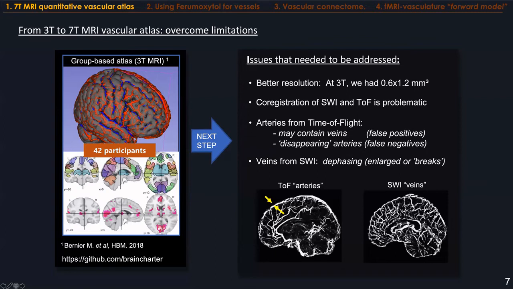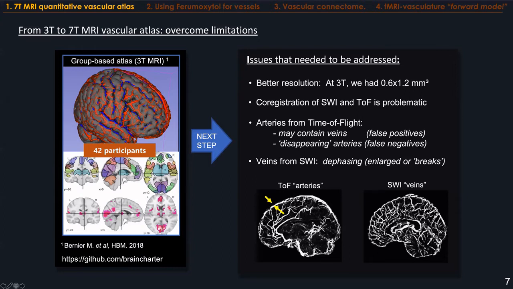Also, in the time of flight, as I said, you can get the arteries, but you might also get some veins in it because some large veins will still contain some flow. Also, a common problem with time of flight is that some vessels might disappear. What I mean by this is there's a signal attenuation if you follow a vessel. That is a difficult job for vascular simulation to overcome. So we might see some missing vessels.